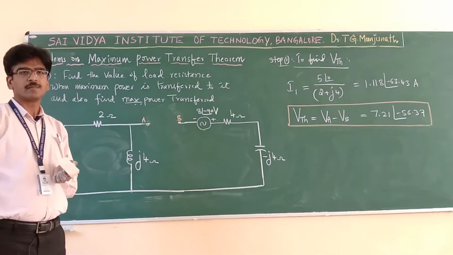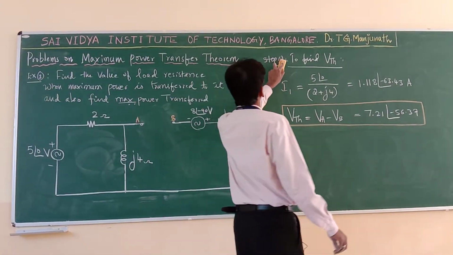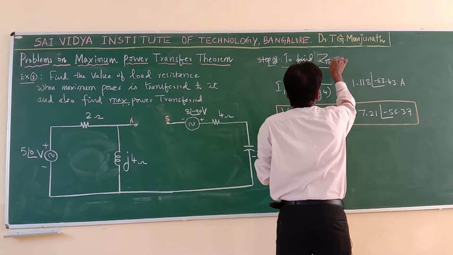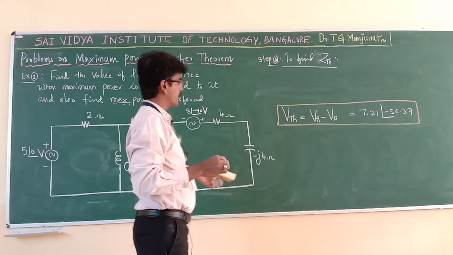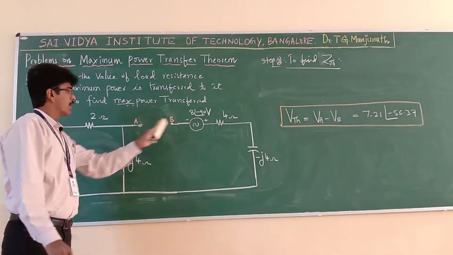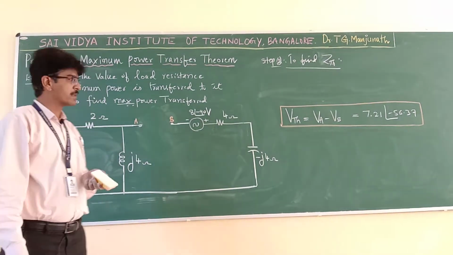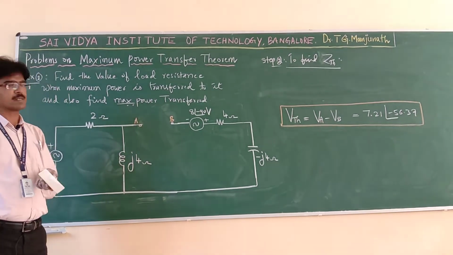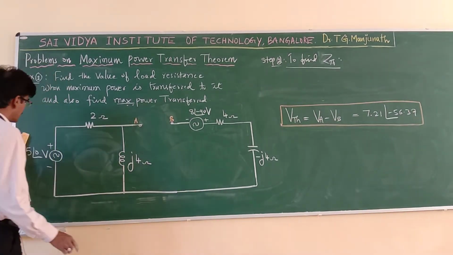Okay. Now let us find the second parameter, Z-Thevenin. Step 2, to find Z-Thevenin. What is the procedure to find Z-Thevenin? You have to make all the independent sources in the network 0. You have two voltage sources. Voltage sources are made 0 by creating short circuit. So create the short circuit and, looking into the open circuited terminals, find the total impedance of the network. That is your Z-Thevenin. Let us create the short circuit.